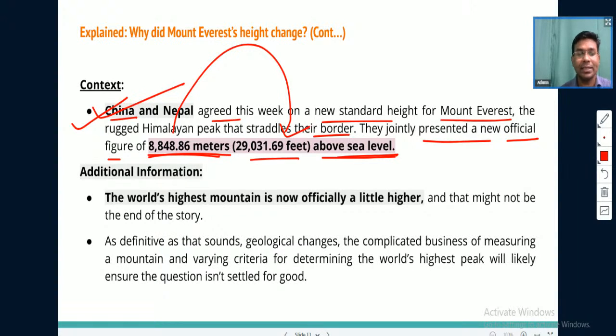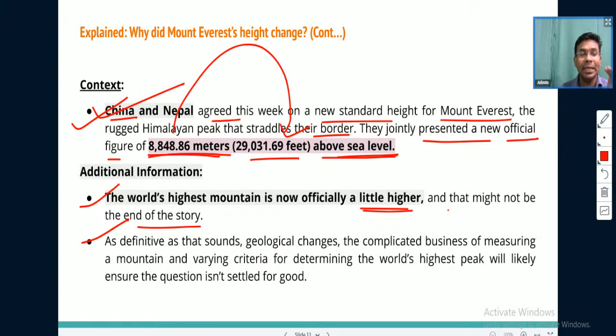Let us understand some additional information with reference to this notification by China and Nepal. The world's highest mountain is now officially a little higher. And that might not be the end of the story. We are going to understand more about it. Now it sounds like the height is very definitive, after they have officially released it.